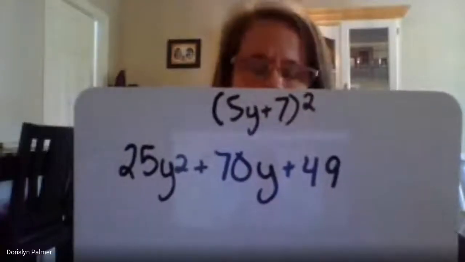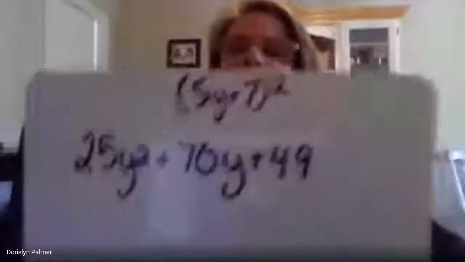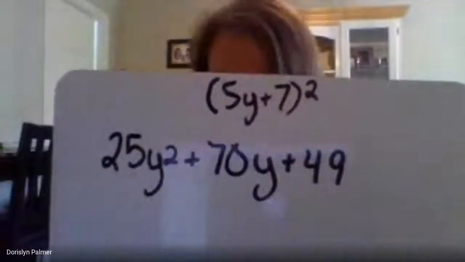Let me know if you did not get that and you don't know how Abby got that and you want me to talk you through it. Anyone? You're okay with that one? Can you repeat what you said one more time? 25y squared plus 70y plus 49. And you might want to pin Mrs. Palmer because I'll hold up the answer also. And if you pin me, you could see it bigger.